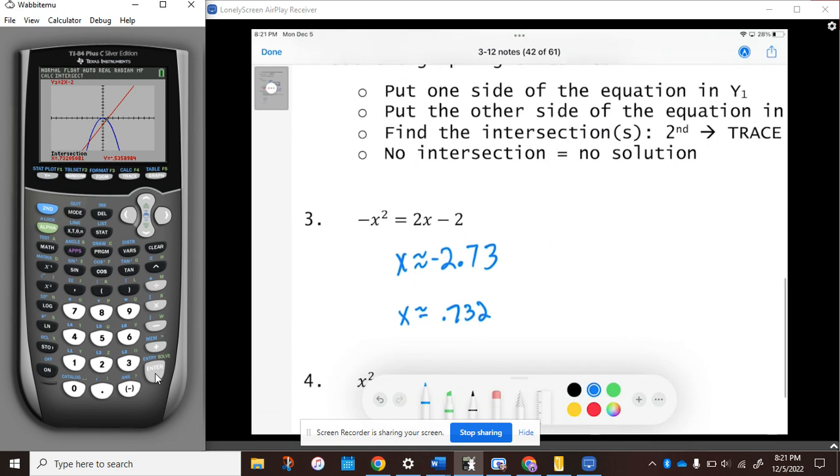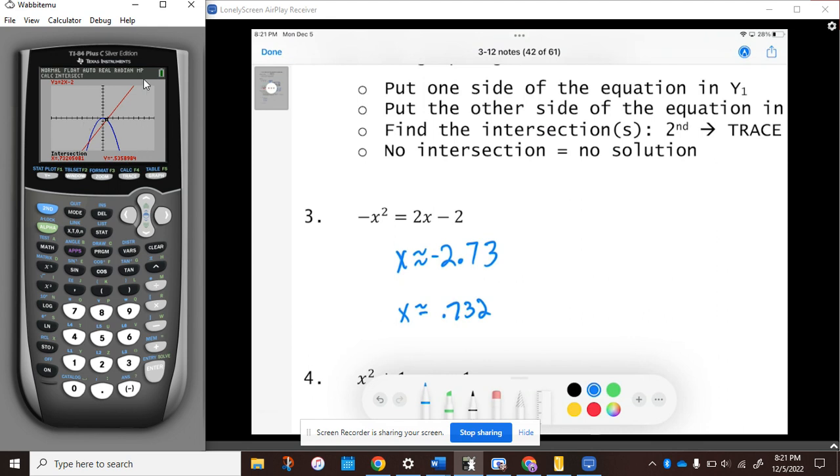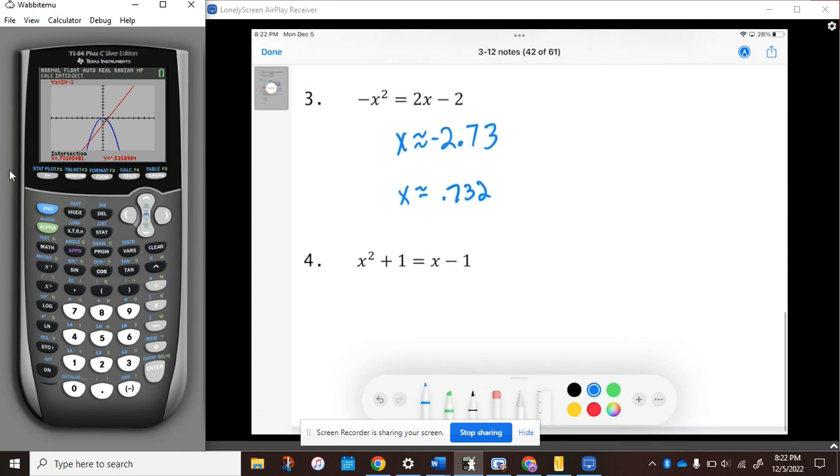Okay, so in this case, these two graphs cross each other in two different spots, and that means there are two different solutions. If these graphs had come up and only crossed in one spot, like if this line came up and just touched the curve and then peeled right back off, there would only be one solution. Look at this next one. I'm going to make that first side x squared plus 1. I'm going to make this other side just straight up x minus 1.